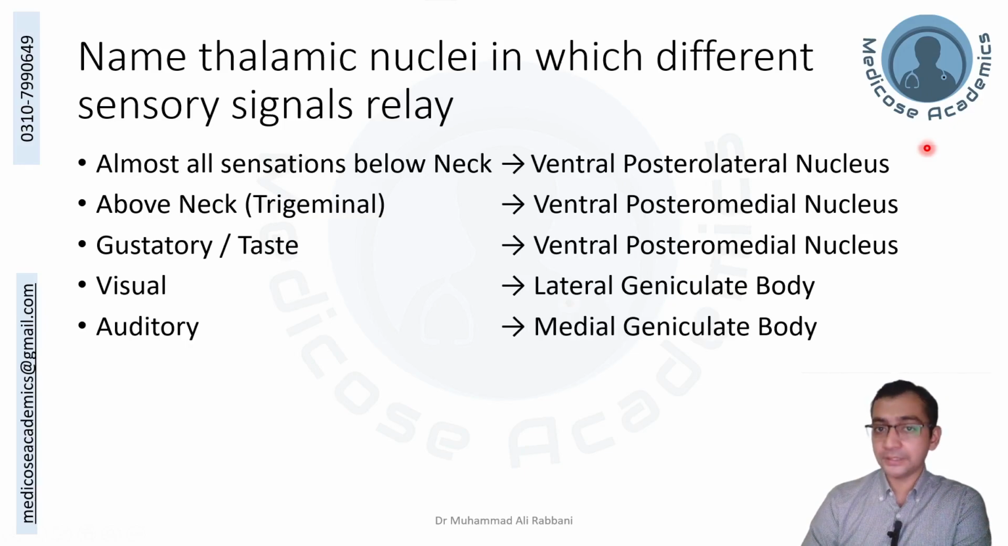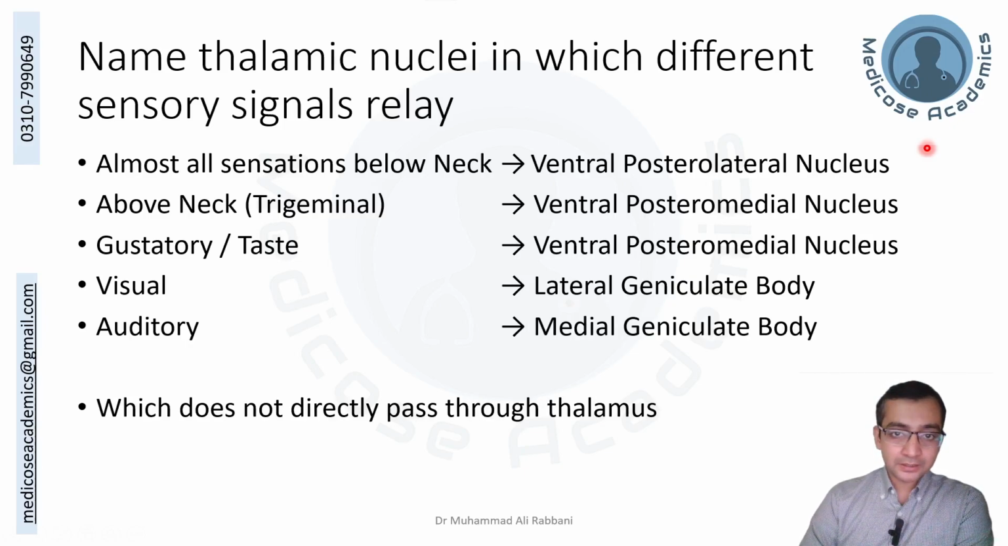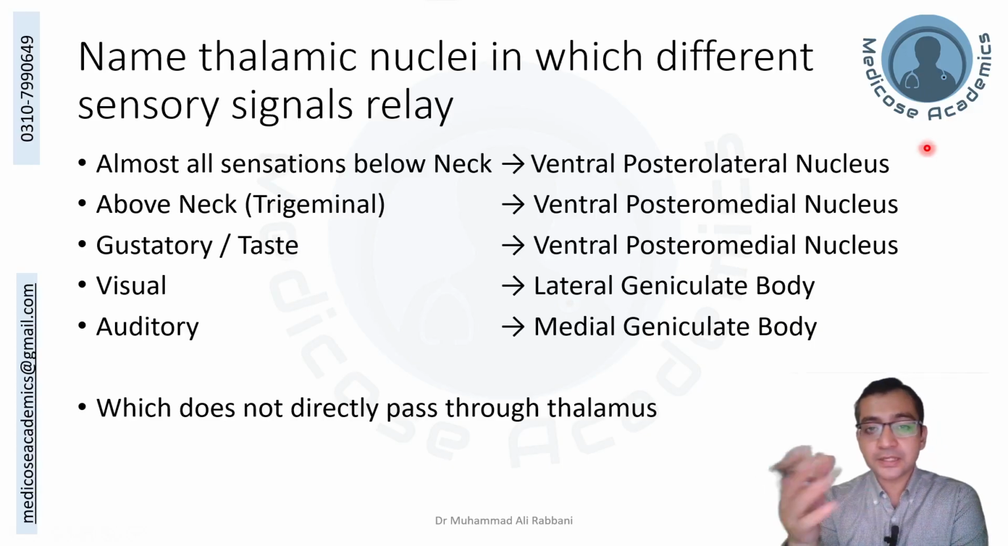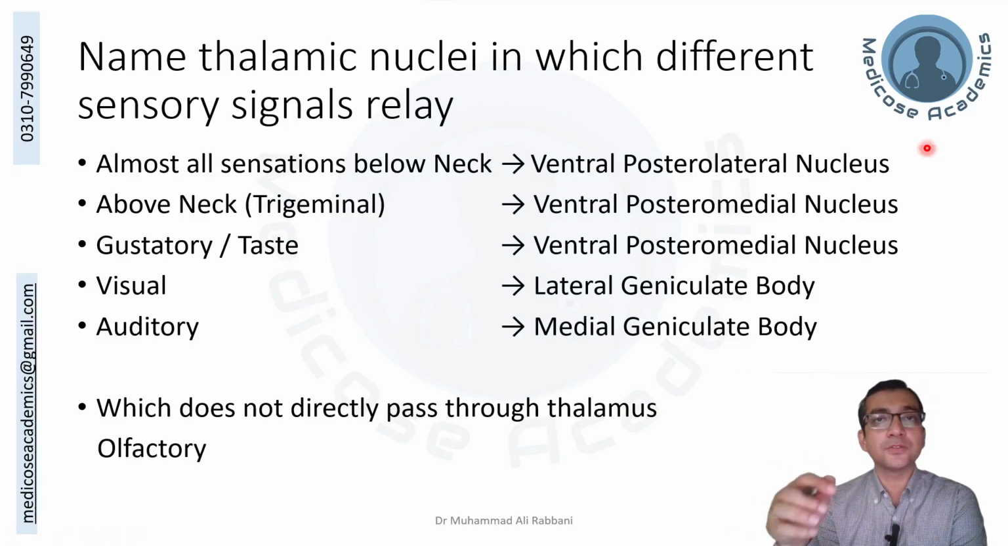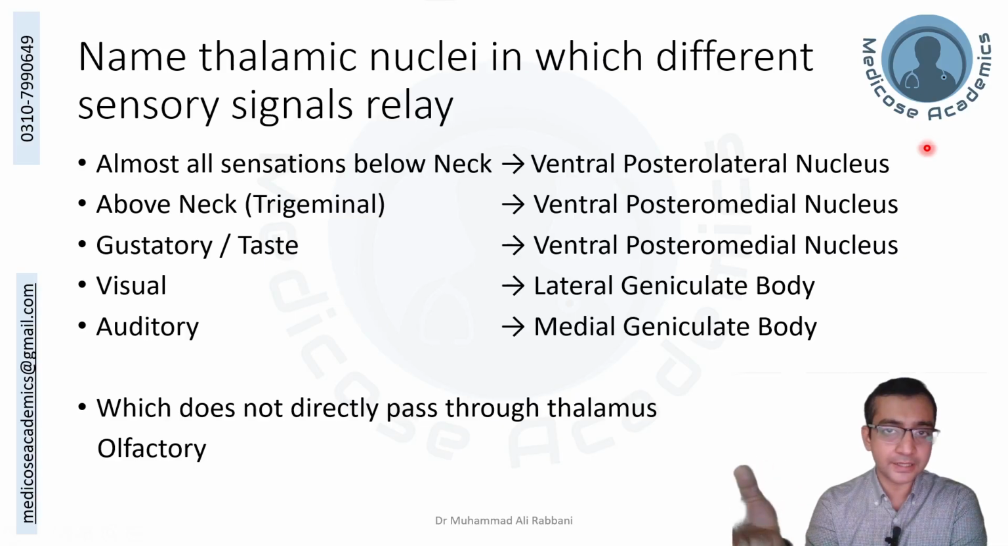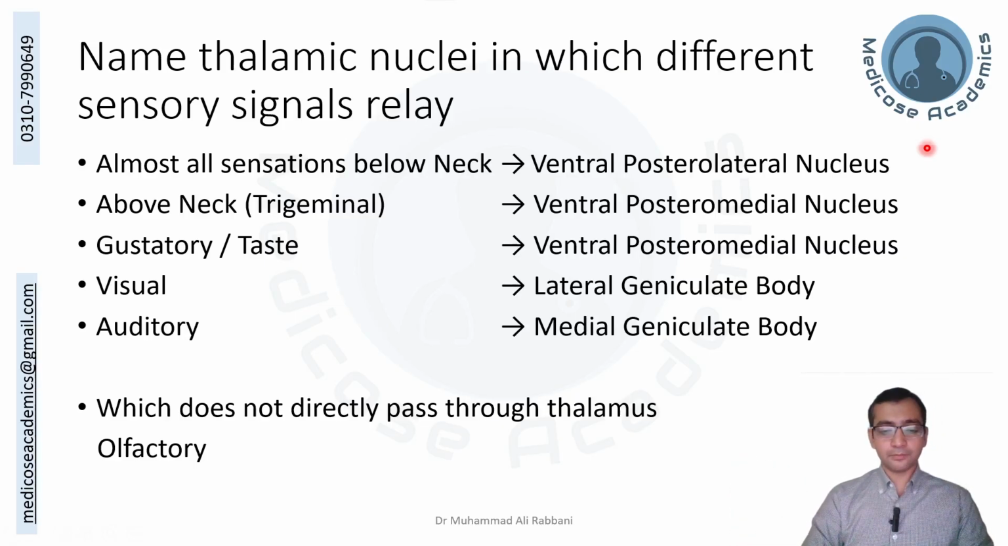Auditory: medial geniculate body. Which signal does not pass directly through the thalamus? All of the sensations pass through the thalamus directly except olfactory. Olfactory does not pass directly to the thalamus. After relaying into the primary and secondary areas, it does come here, but not directly.